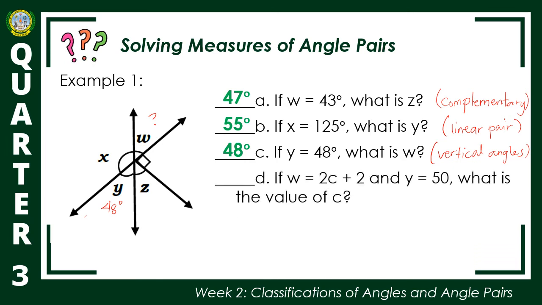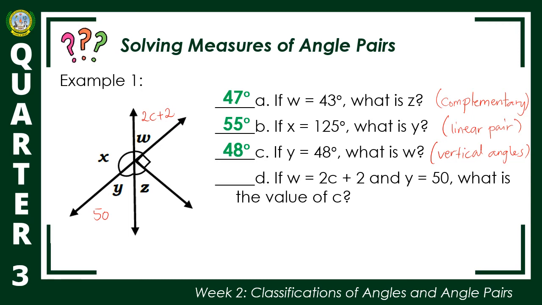Next. I think this is the last for example number 1. If w is 2c plus 2, this time expression yung binigay, 2c plus 2, and y is 50, what is the value of c? Okay, medyo challenging po yung part na ito. So, bakit siya challenging? Expression po yung binigay para sa w. Okay? So, 2c plus 2. While y is 50.